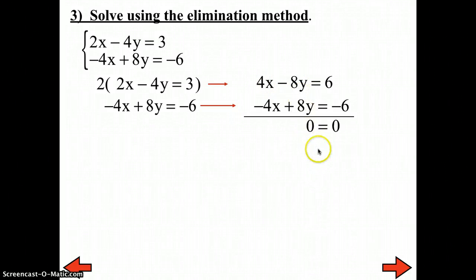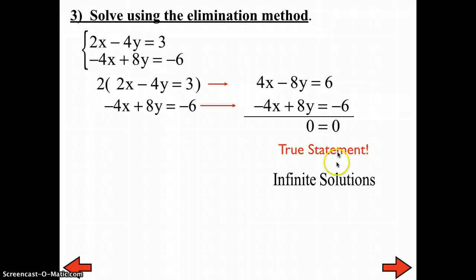Next thing. In order for something to be no solution, you were supposed to have a false statement. But if we look here, 0 does equal 0. So that's considered a true statement. If you recall, a true statement is going to lead to infinitely many solutions. So please do not be fooled by the zeros. If it is a true statement, the answer will always be infinitely many solutions.